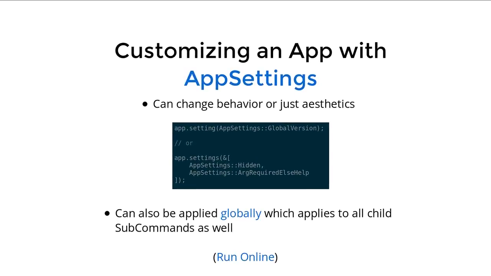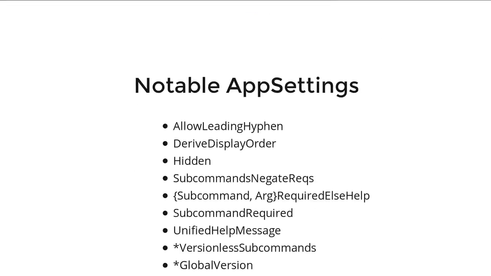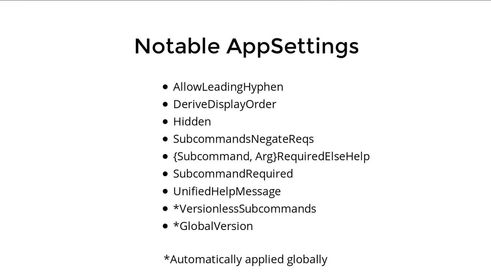We can also set settings globally, meaning it's going to apply not only to this command, but also to every child subcommand as well. Probably some of the most notable app settings that you could encounter are leading hyphen, which we've spoken about, but this does it application-wide and not just for a single argument.